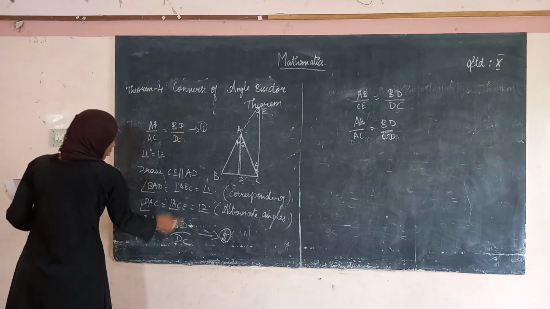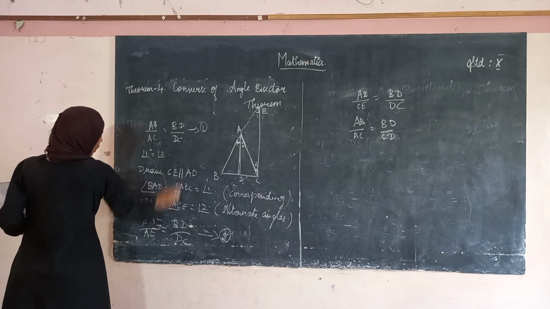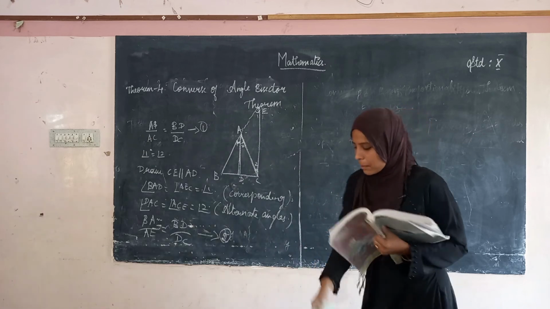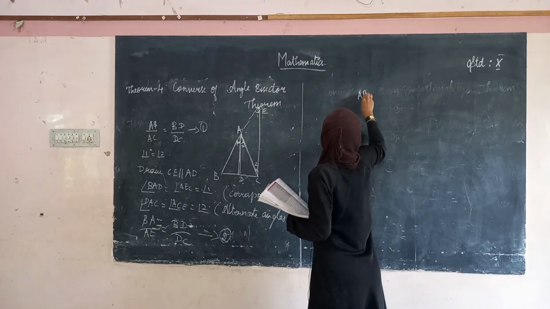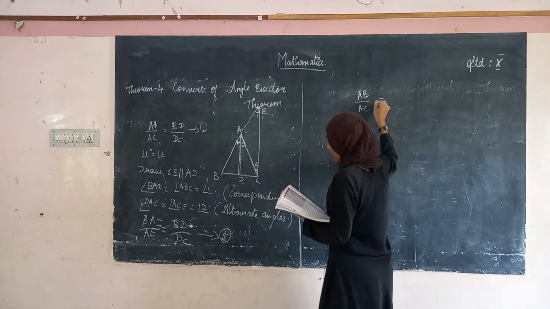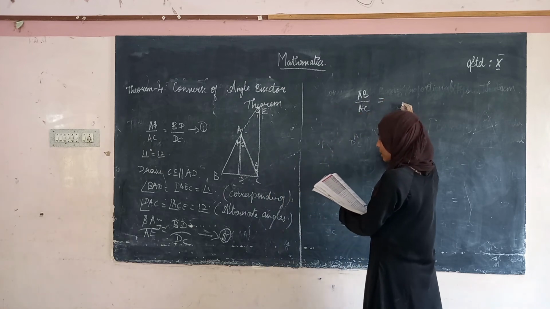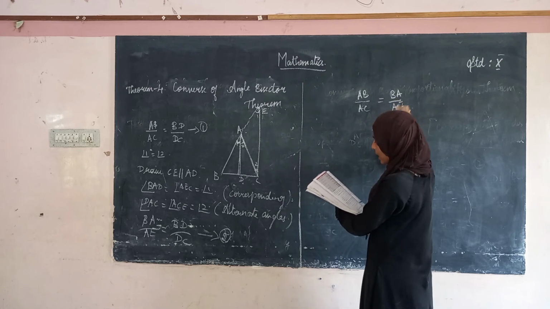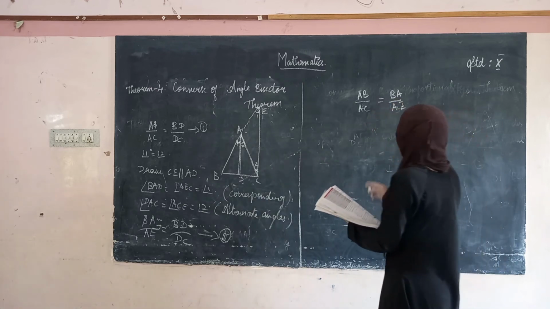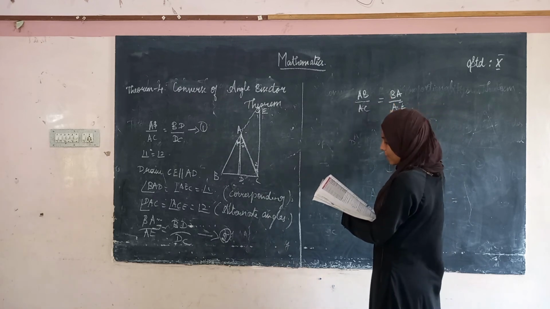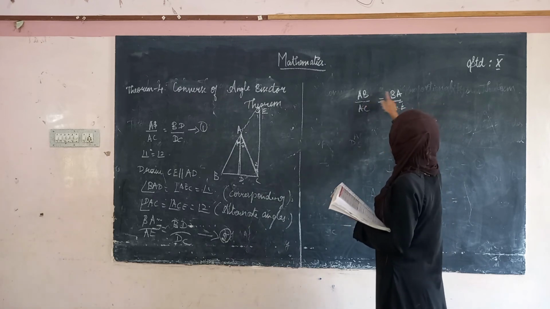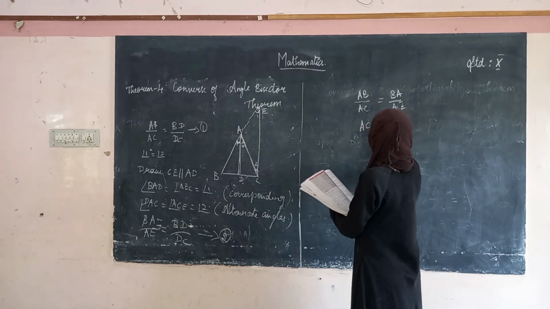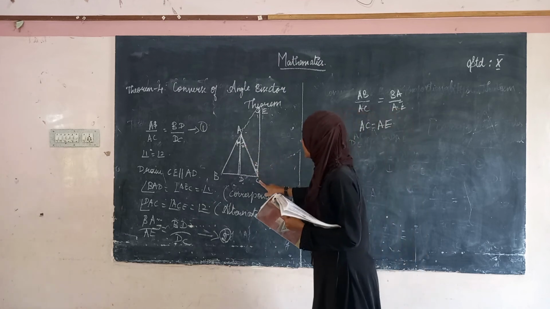See here, from 1 and 2, we have one side in common, therefore we can equate the other side. What is the other side? AB divided by AC is equal to BA divided by AE. The numerators are the same, therefore we can equate the denominators also. Therefore, AC is equal to AE.